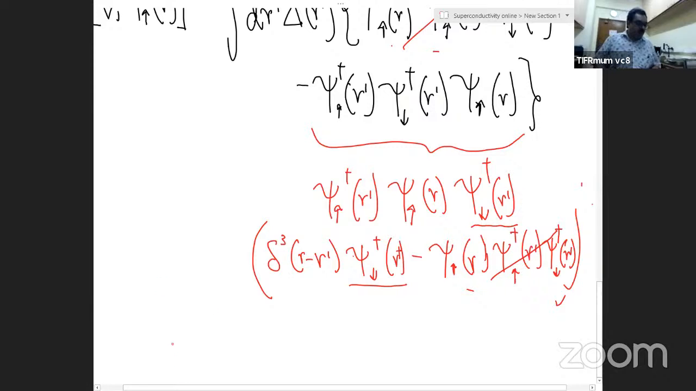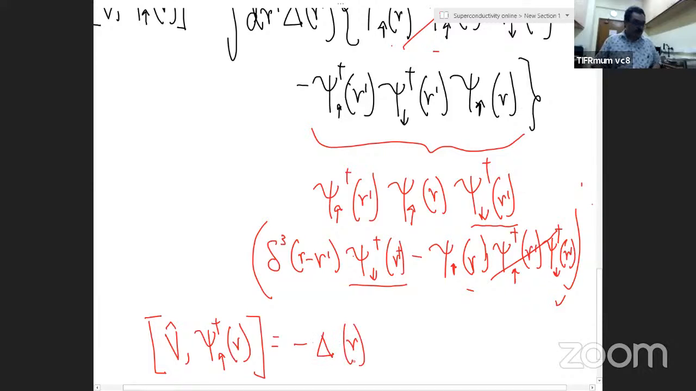All right. So therefore, this commutator, which is V dagger with this, becomes minus delta of R psi down R. This is where actually upspin and downspin starts getting mixed up, because we have done now a commutation with psi up dagger and got here psi down dagger.